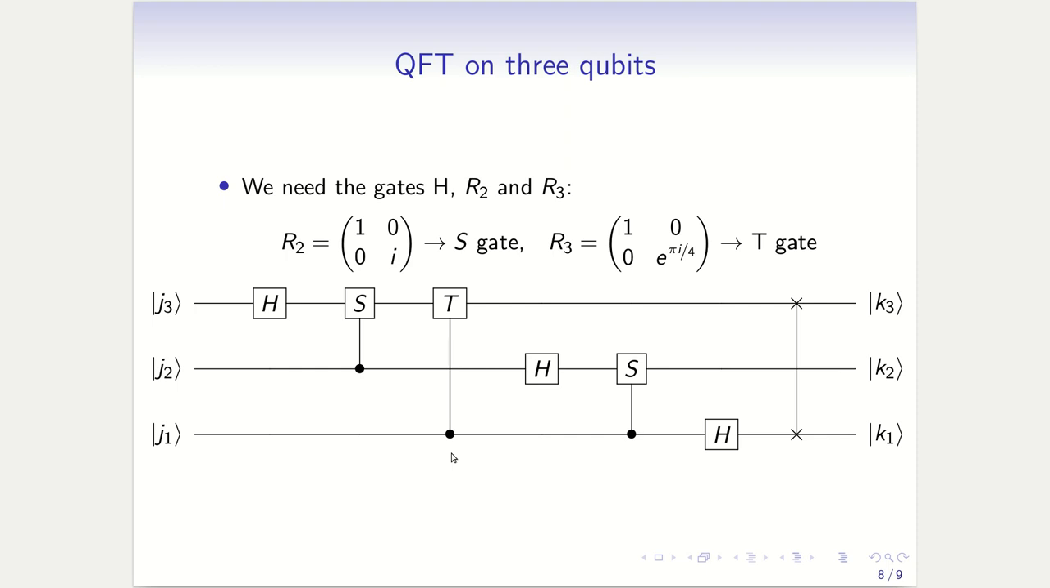Then the power of pi over 2 is i, so it will remain i. And this is known as the S gate or root Z gate. And we have also R3, which means the T gate. Finally, we will rotate the one part by this pi over 4 value. Okay, I have to put i in front of it.